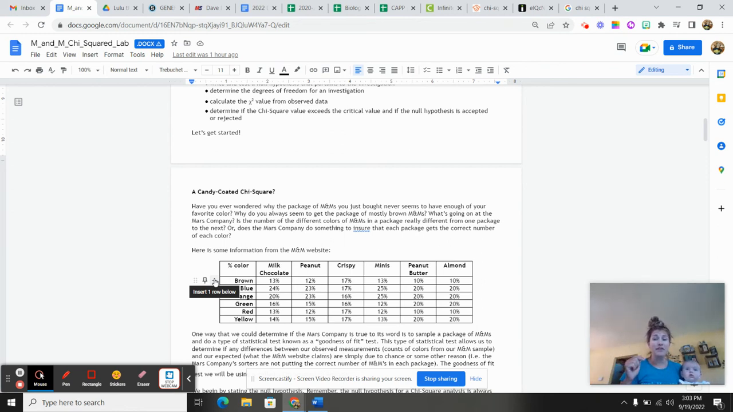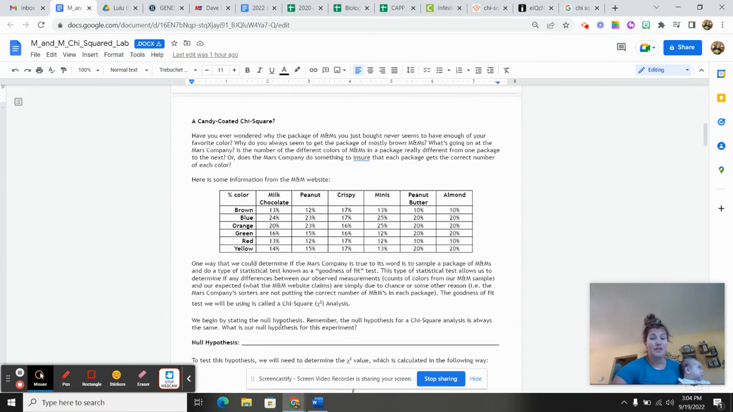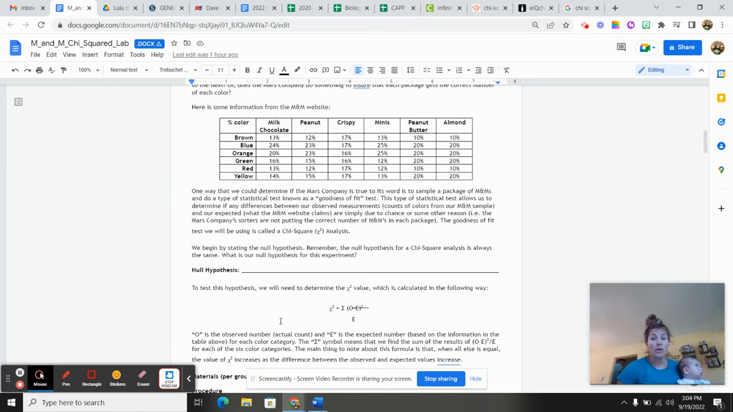So this is information from the M&M website of what percentage of M&Ms are each color in our milk chocolate M&Ms. So those are our expected values. Once again, our null hypothesis is that there is no statistical difference between the amounts of M&Ms that would deviate from what Mars Candy Company puts out there. Okay, so that is what we expect.